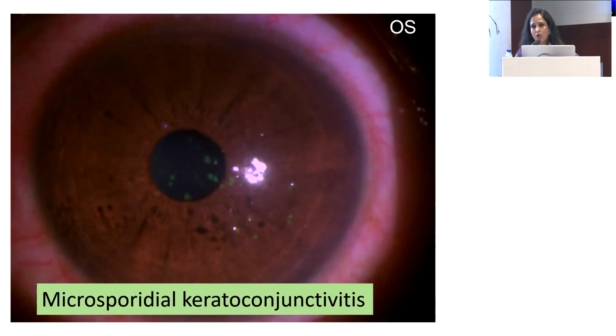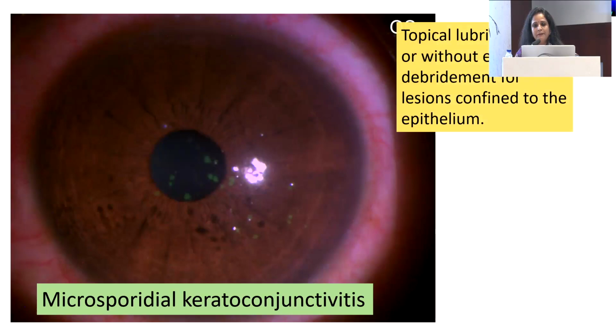This stage should not be confused with microsporidial keratitis, which has small creamy lesions on the epithelial surface with a stuck-on appearance. These patients usually give a history of a fall of rainwater or dirty water in the eye, and are usually treated with lubricants with or without epithelial debridement, as the lesions are confined to the epithelium.